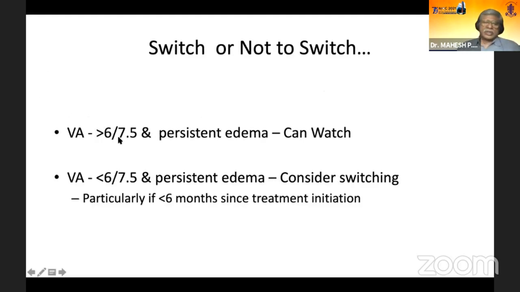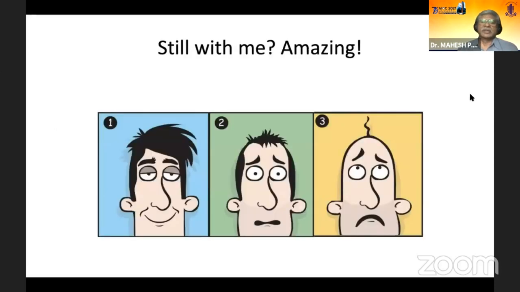So switch or not to switch, visual acuity more than 6/7.5 and persistent edema we can watch. No, we need not consider switching. We can stop the treatment and see what's happening. Visual acuity less than 6/7.5 and persistent edema, then we would probably consider switching, particularly if it is less than 6 months. As I mentioned, most of the improvement with anti-VEGF agents happens in the first 6 months, and if we give these injections and find that the patient's vision is less than 6/7.5 and the edema is not improving, then we probably consider switching. After 6 months, probably doesn't make much of a difference.